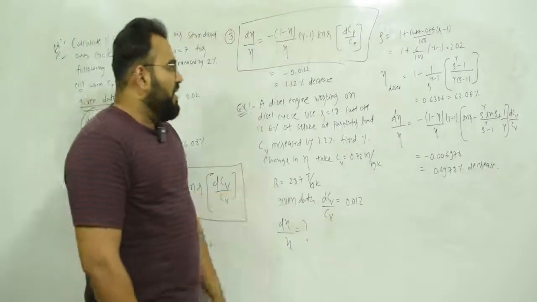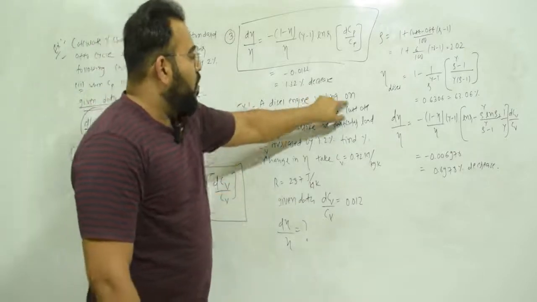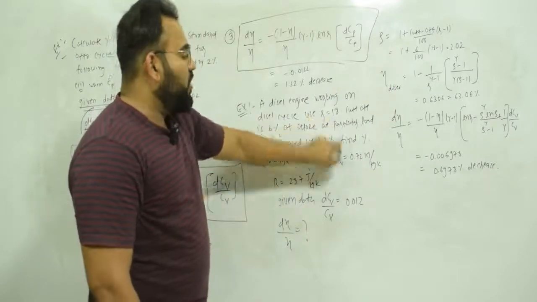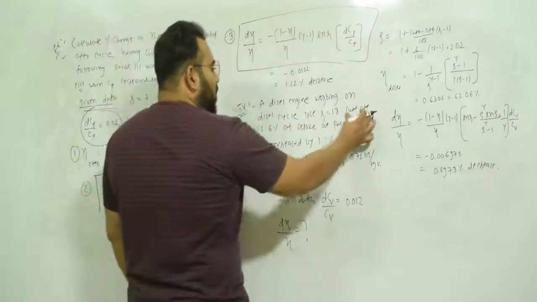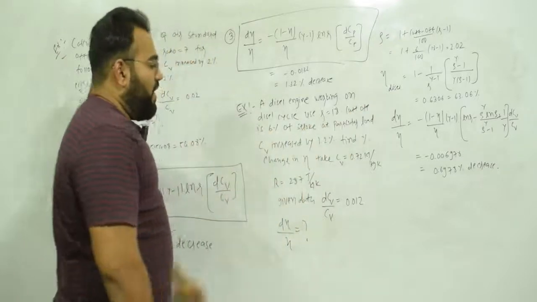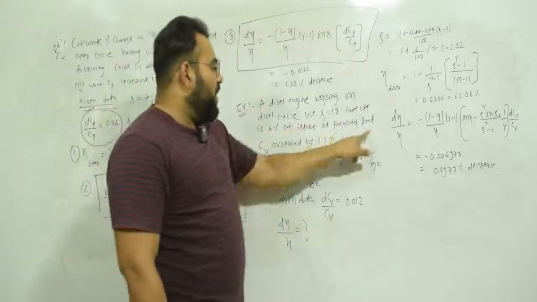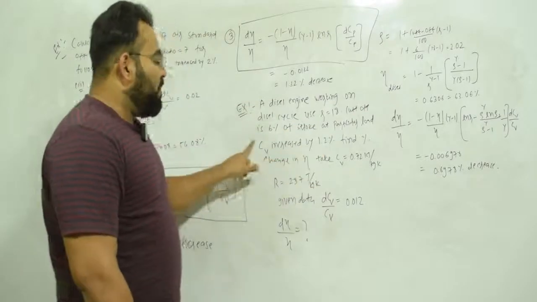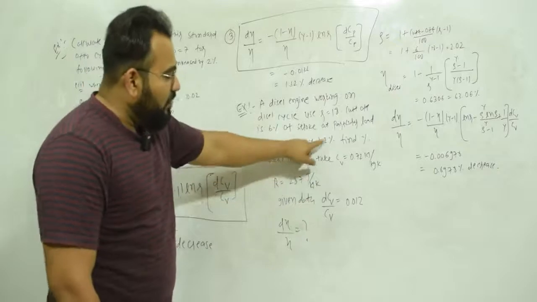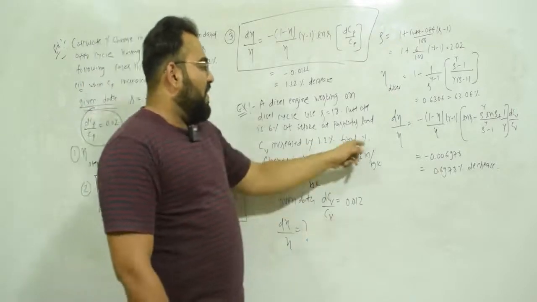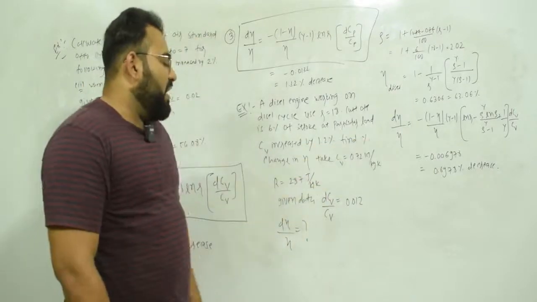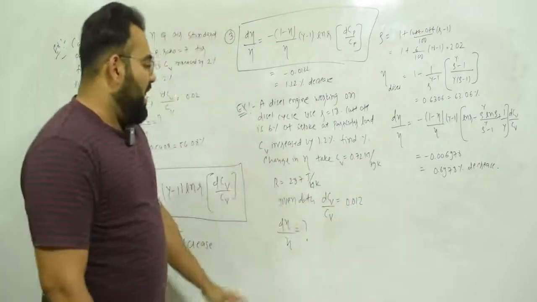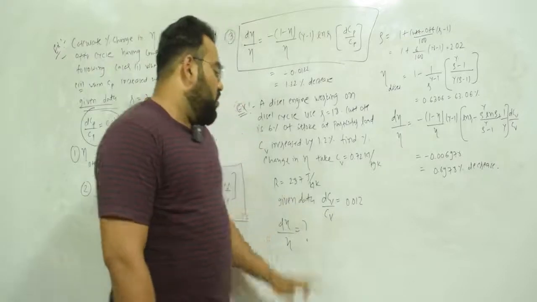Another example: a diesel engine working on the diesel cycle uses compression ratio R equal to 18. Cutoff is 6% of stroke. At a particular load, Cv is increased by 1.2%. Cv means specific heat at constant volume. Find the percentage change in efficiency. Take Cv equal to 0.72 kilojoule per kg Kelvin and R equal to 287 joule per kg Kelvin.